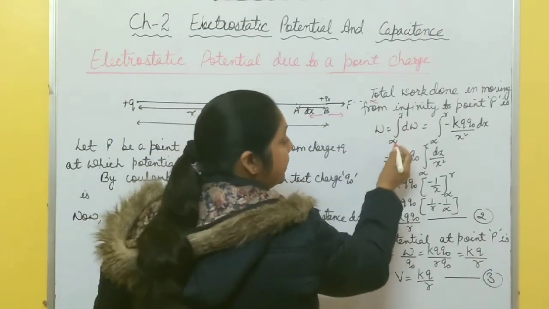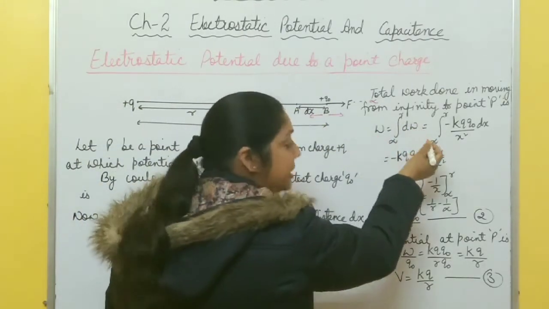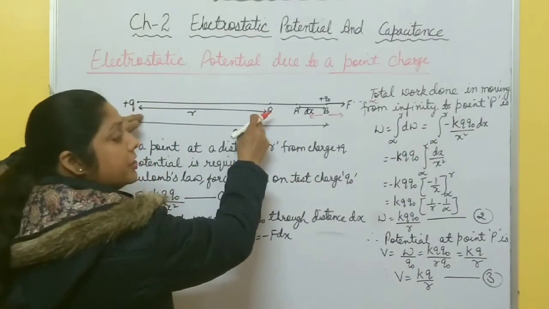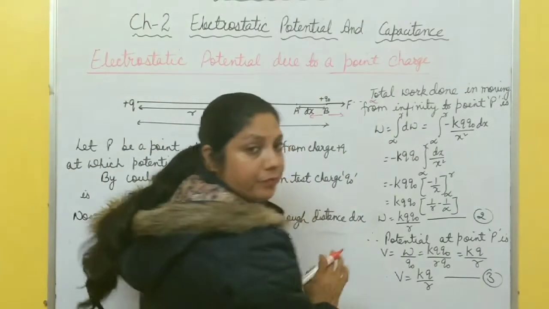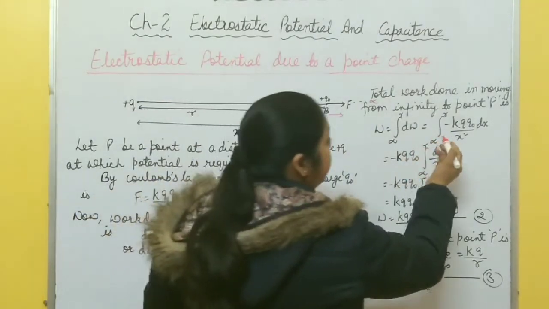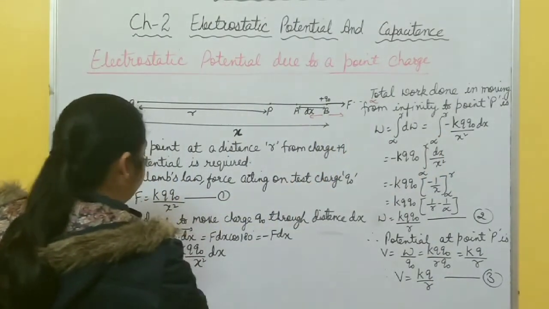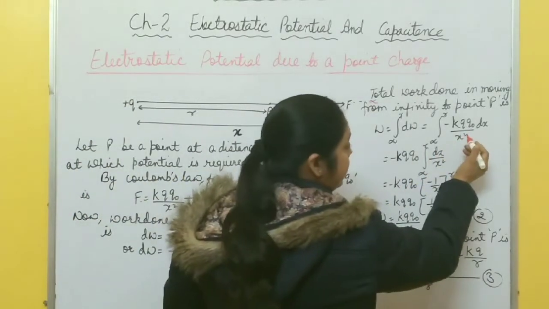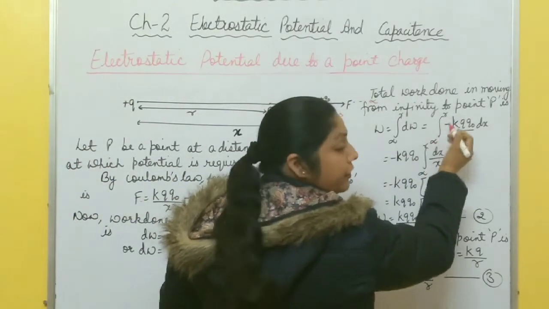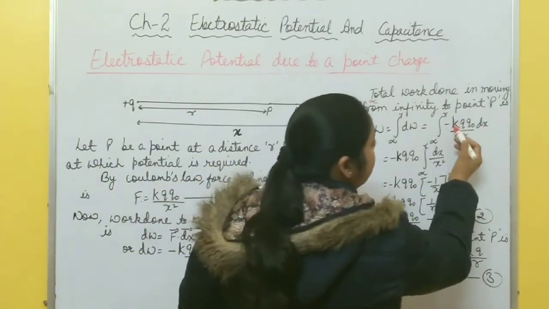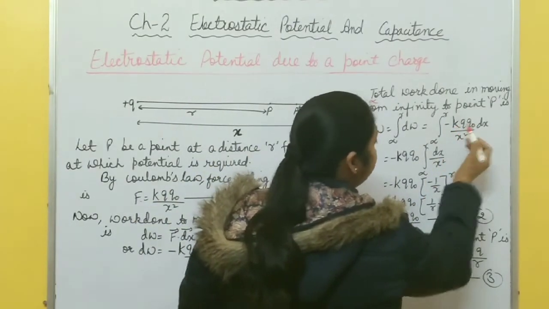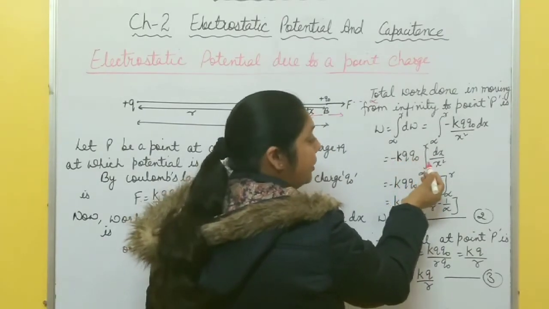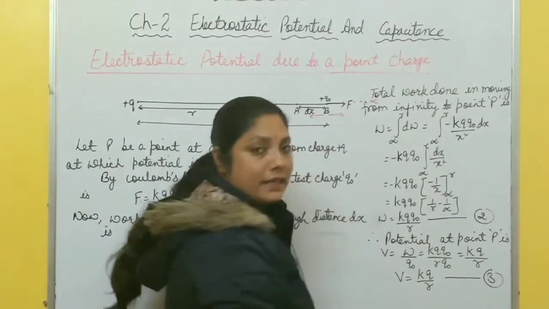W is equal to the integration of this dW from infinity to point P, and it is at a distance r from the charge. So infinity to r, right? So you put the value of dW from this one, minus K Q Q0 by x square dx, and integration infinity to r. All these terms are constant, K, Q, Q0. You take them outside: minus K Q Q0, integration of dx by x square.